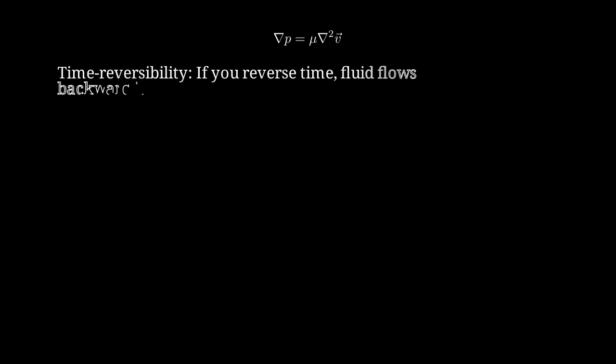This equation is time reversible. If you reverse time, the fluid simply flows backward, along exactly the same paths. There's no memory, no history. Mathematically, if velocity at time t goes to negative velocity at negative t, the Stokes equations remain unchanged. This is the heart of why reciprocal motion fails.